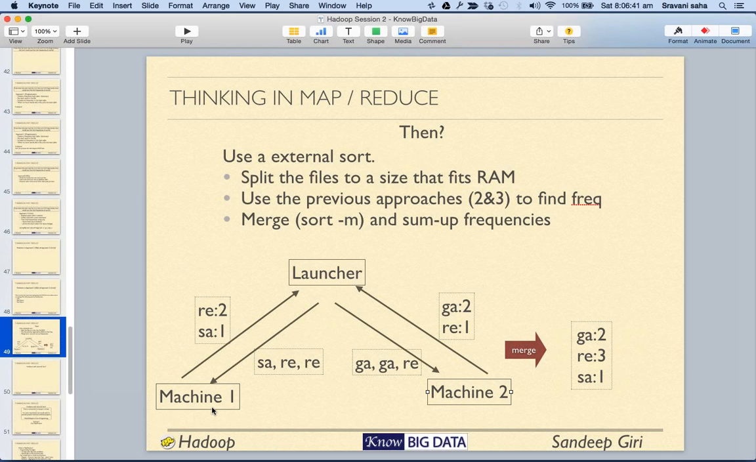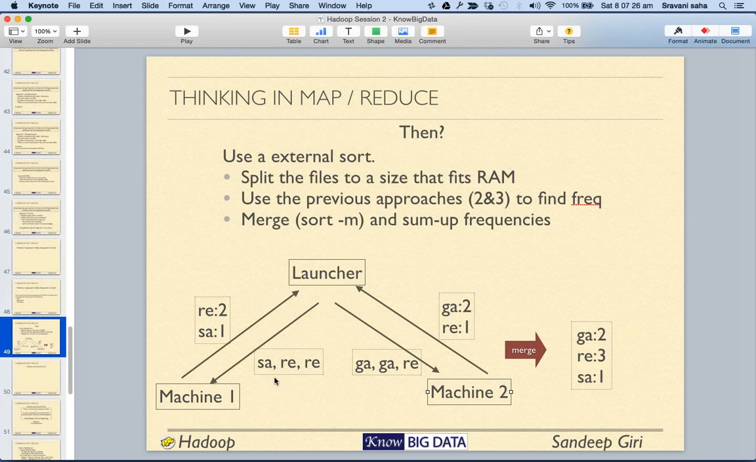Let machine 1 and machine 2 use any of the approaches we described earlier, and give you the frequencies of the words in the data in sorted order, such that the words are ordered properly. Now the launcher takes the two outputs from machine 1 and machine 2, which are already sorted, merges the results, and sums up the counts of the words which exist on both sides.